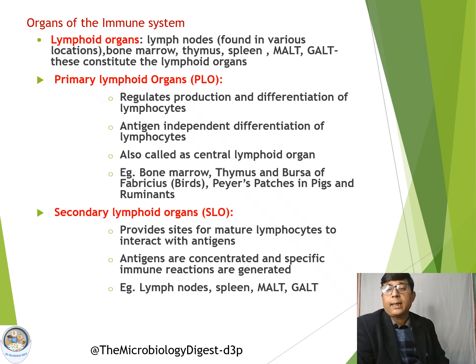Now, second type is the secondary lymphoid organ. These organs provide the sites for the mature lymphocytes to interact with the antigens. Examples of the secondary lymphoid organs include the spleen, lymph node, mucosa associated lymphoid tissue, and gut associated lymphoid tissue. They all come under the secondary lymphoid organ group.